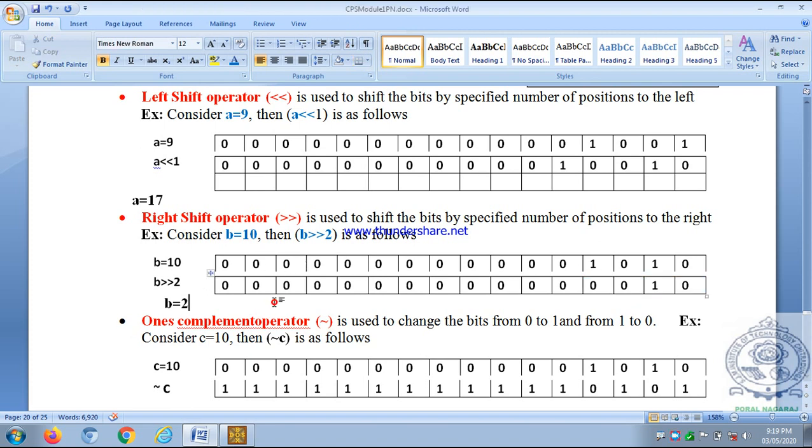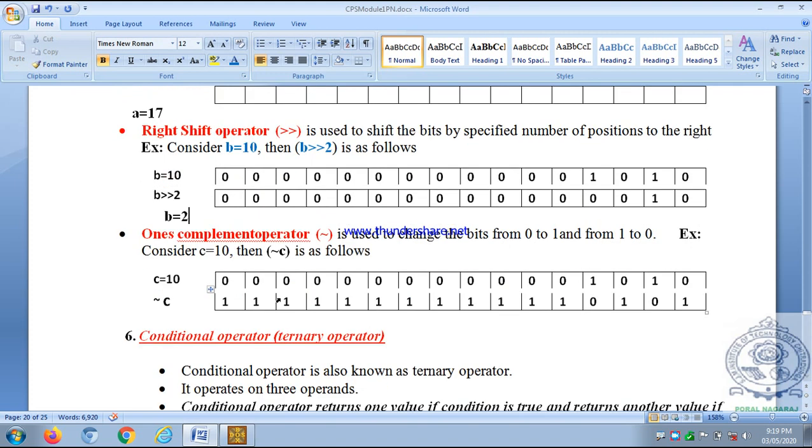So ones complement means what? All zeros are changed to ones, and ones are changed to zeros. It is represented by the tilde symbol. It is used to change the bits from 0 to 1 or from 1 to 0. So for example, consider C is equal to 10. What is the ones complement of C? Say C is equal to 10, written as 0, 0, 0, 0, 1, 0, 1, 0.